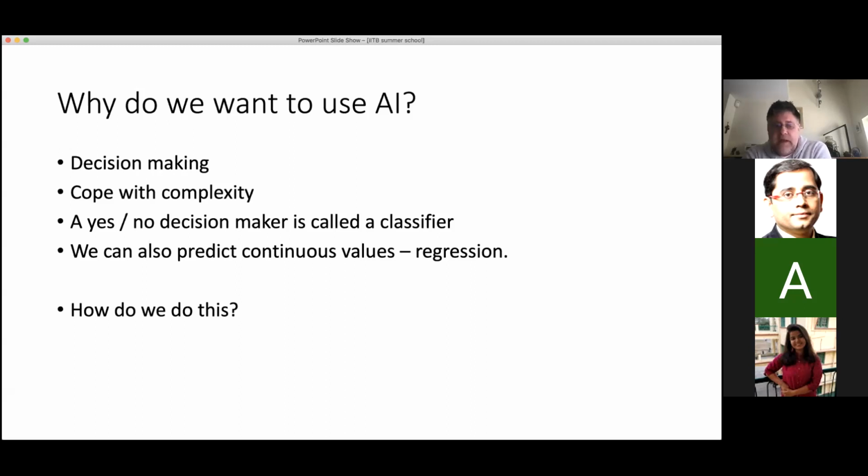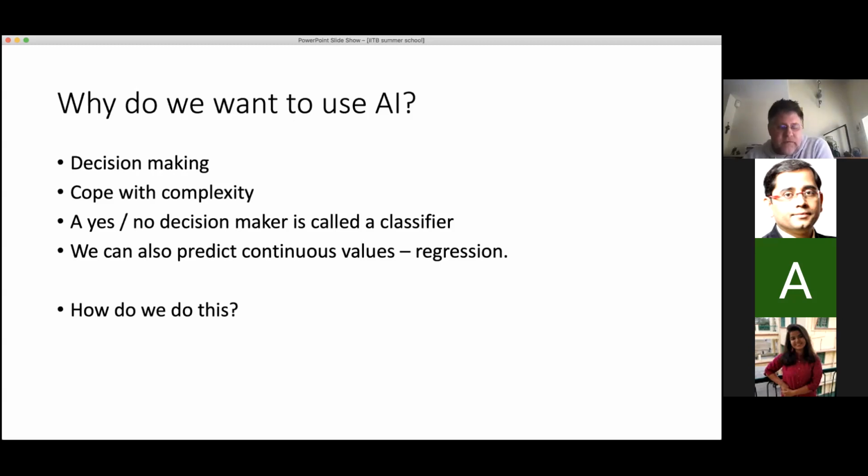Now, if we have a yes-no answer, disease, no disease, for example, then the decision maker that we develop is called a classifier. So when we use machine learning or AI, we often will want to develop a classifier, a system that predicts something from something else. But sometimes we may want to predict continuous values. So that would be where we have, for example, a regression-based approach.